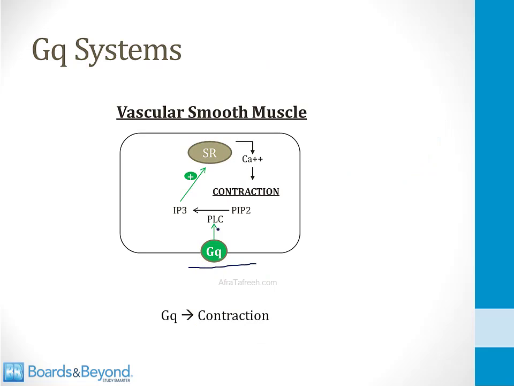And here's a drawing of how the GQ systems work. GQ proteins activate an enzyme called phospholipase C, which synthesizes IP3, which, as we just talked about, is one of the major second messengers. It activates the sarcoplasmic reticulum to release calcium, and that leads to more contraction. So GQ proteins lead to contraction of vascular smooth muscle.